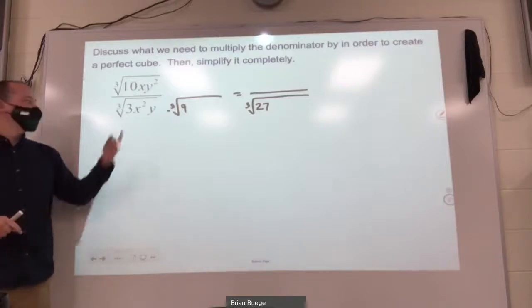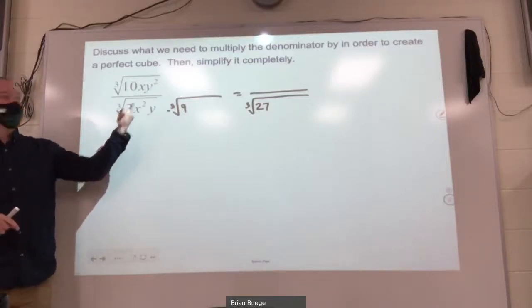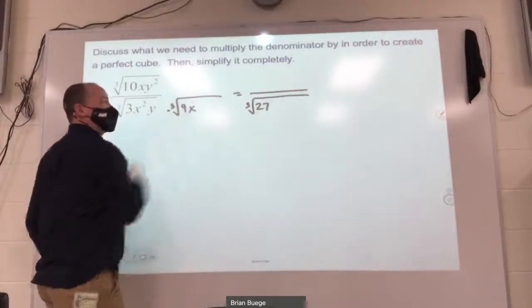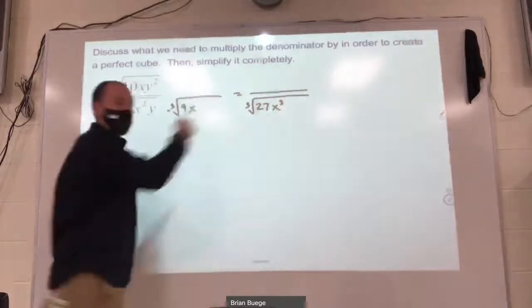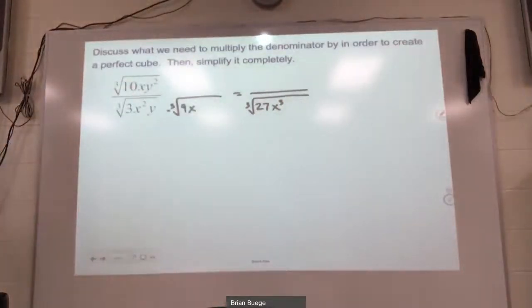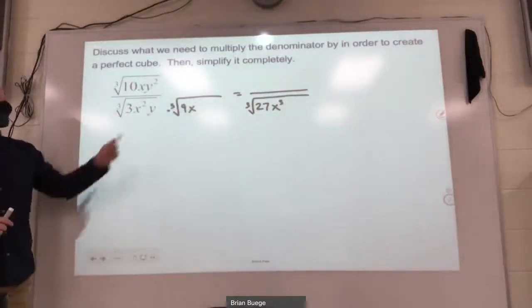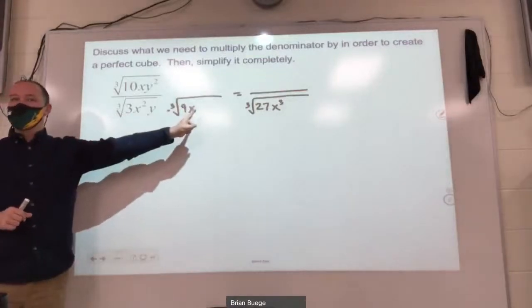What is it, Debbie? 1. Yeah, I've already got 2 x's, x squared. So I need to multiply by 1 more, so that when I put it all together, I get x cubed. And we can take the cube root of x cubed. Then, same thing with the y's. How many more y's do I need to multiply by?